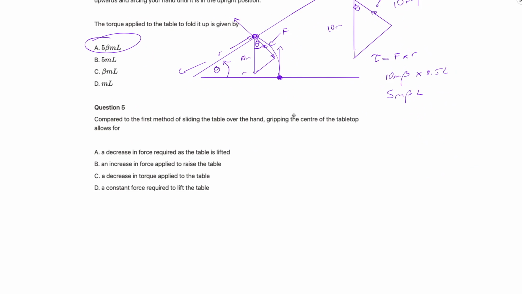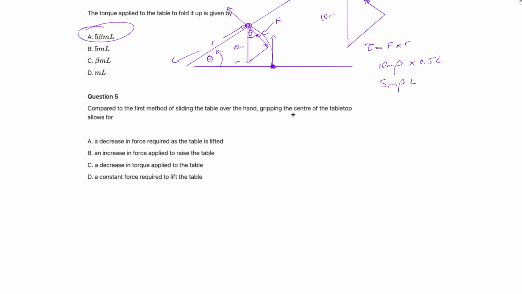And then finally, compared to the first method of sliding the table over the hand, gripping the center of the tabletop allows for... we've already answered this one in the previous consideration. A decrease in force required as the table is lifted. That would be absolutely true, because you're no longer always working against gravity. At the start, you're working directly against it, but then as you're twisting it, you're working obliquely against it, and therefore you're getting less and less force.